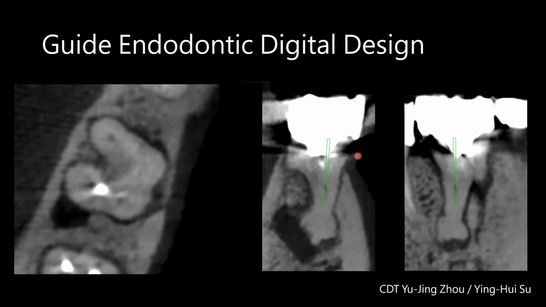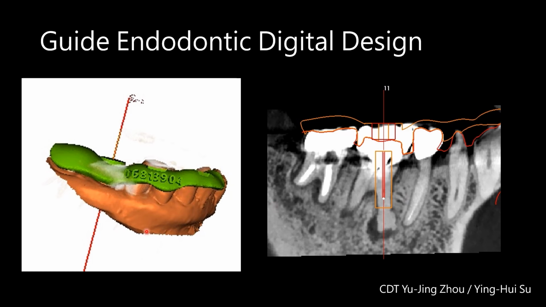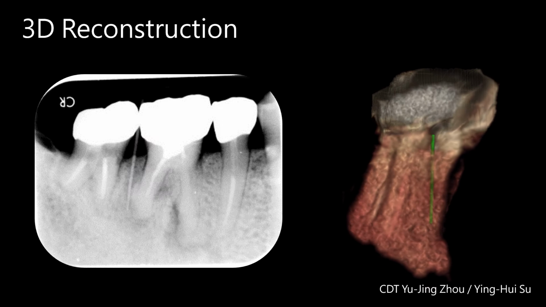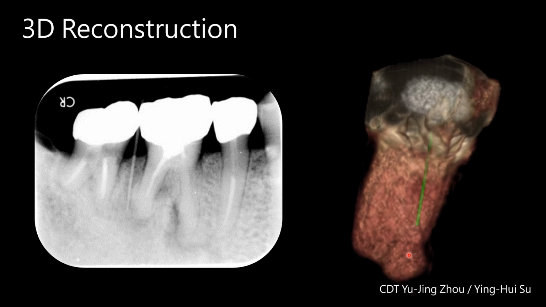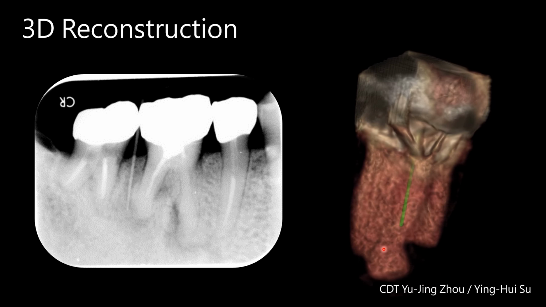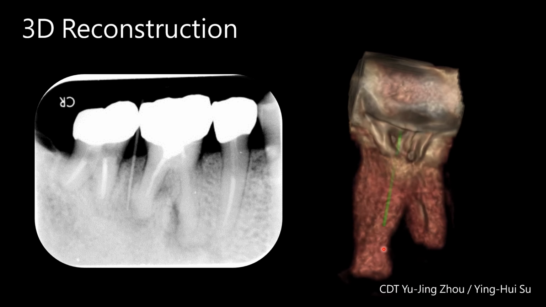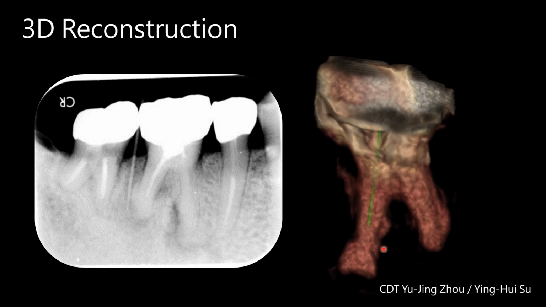And here is the picture. This is the mesiolingual canal, and this is the drill path that I designed in software that I will use to enter the canal. And this is the guide plate in software, and this is another section you can see. And this is the 3D reconstruction of these tools. You can see the irregular part of the root, and the green cylinder here is the path that I designed.